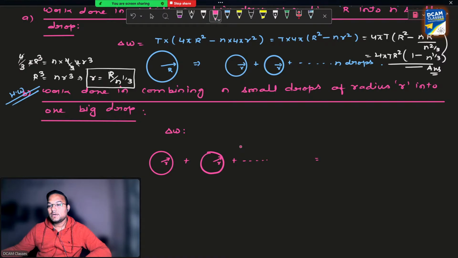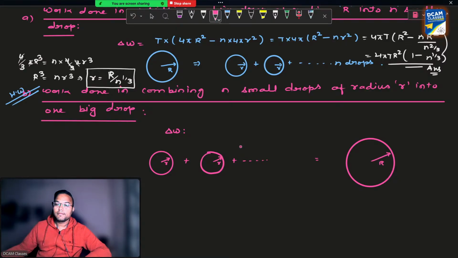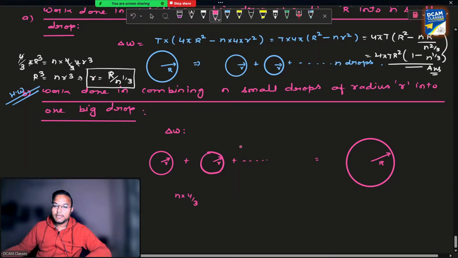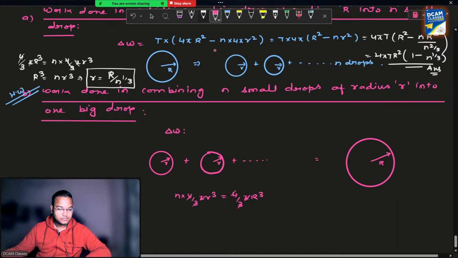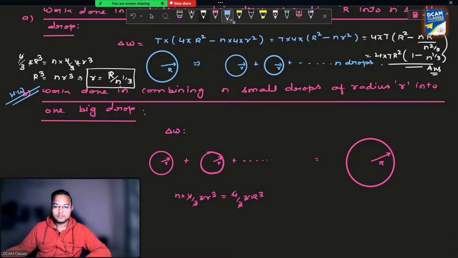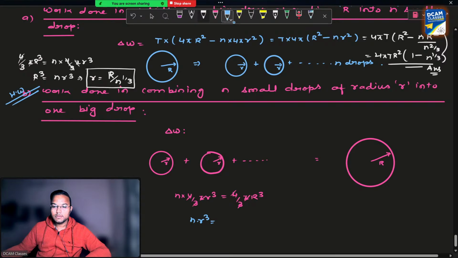First, you need to calculate the radius R of the big drop that is going to form. So n into 4 by 3 pi small r cube is equal to 4 by 3 pi into capital R cube. So you will get a relation: n into r cube is equal to capital R cube. So capital R will be equal to n power 1 by 3 into small r. That's one relation.